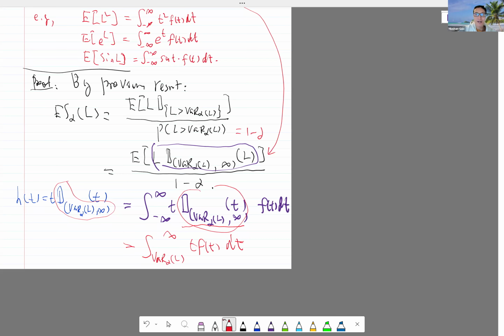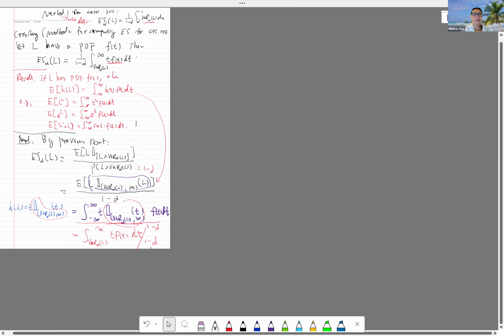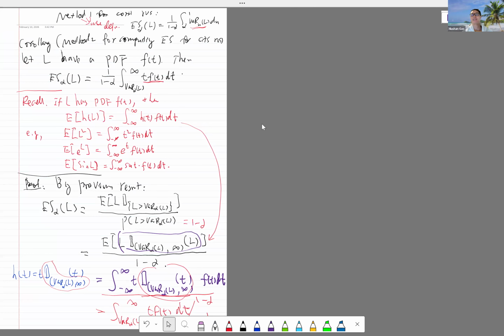Oh, I forgot to divide the bottom. Divide by 1 minus alpha. This should be divided by 1 minus alpha, the denominator. And it's done. If you don't fully understand this proof, at least you should have a feeling about why it is. We just use the result, the expectation of h of L. How do we get this into a density function?